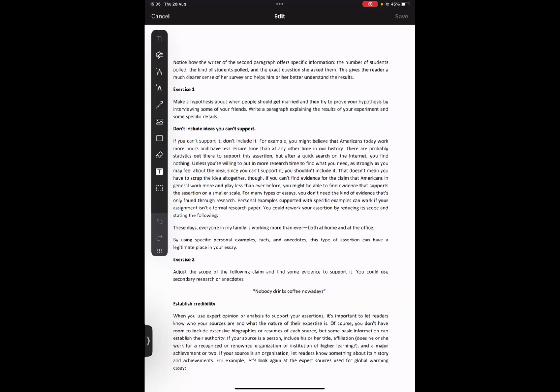Don't include ideas you cannot support. All right, this is quite important because when I was doing my own assignment back in the days, I didn't quite understand this point, and for that reason, I lost marks. And sometimes, including ideas that you can't support can also, in the worst case, be considered plagiarism. So what is it really about not including ideas you cannot support?